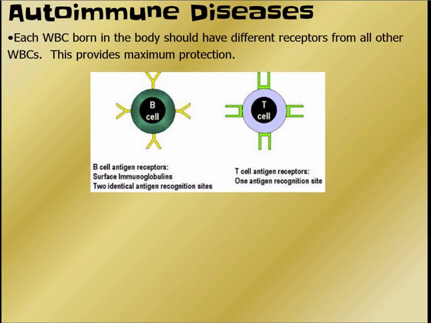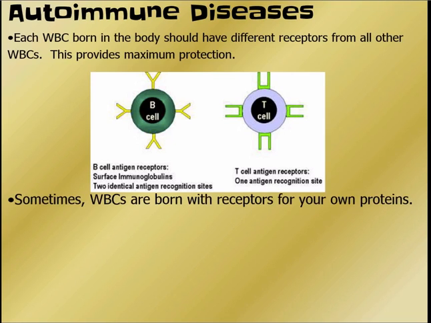First of all, you need to understand that every white blood cell born in the body should have different receptors from all other white blood cells. So it's a program in your body that creates different shaped receptors. This provides maximum protection against any possible disease ever in the history of the world or ever in the future of the world. However, sometimes white blood cells are born that have receptors for your own proteins.